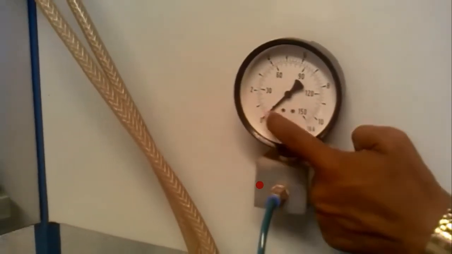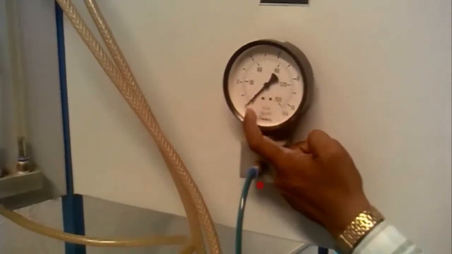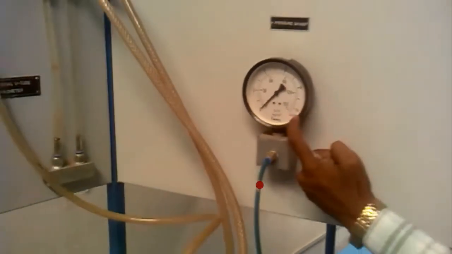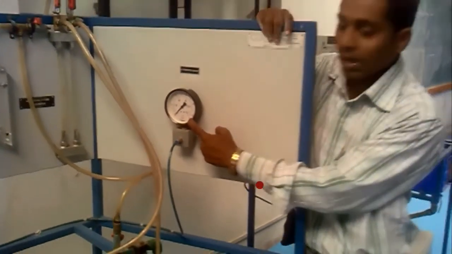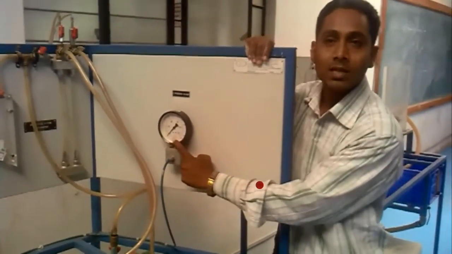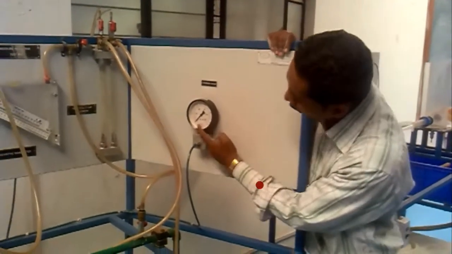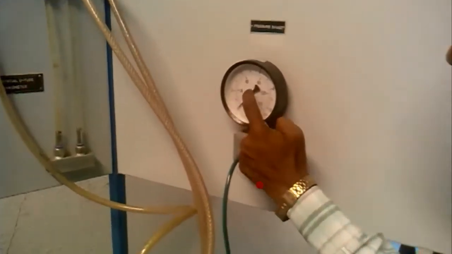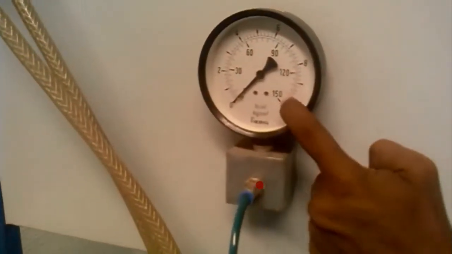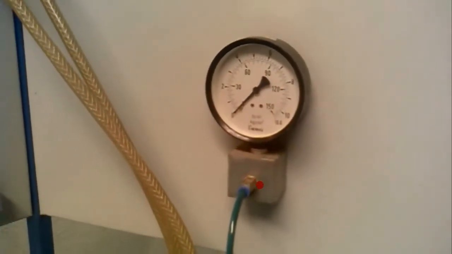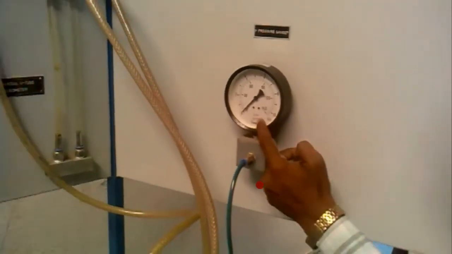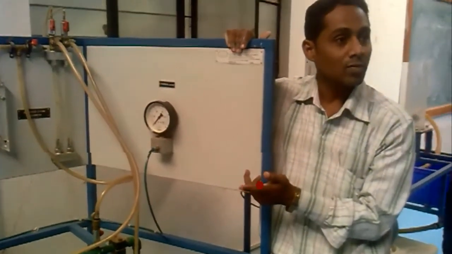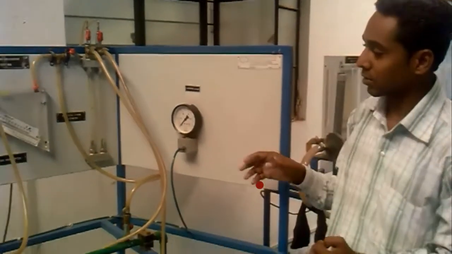It is reading 0, 2, 4, 6, 8, 10 and 10.6. The outer values are in bar, kgf per centimeter square, while the inner scale reads 0, 30, 60, 90, 120, 150. Those values are in PSI, meaning pound per square inch. Okay, this is positive pressure.